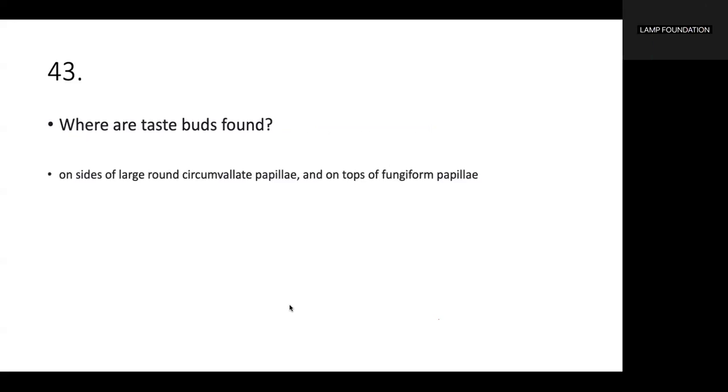How many taste buds do we have? 10,000. Where are the taste buds found? On the sides of the large round circumvallate papillae and on top of the fungiform papillae. So the tip and the sides.